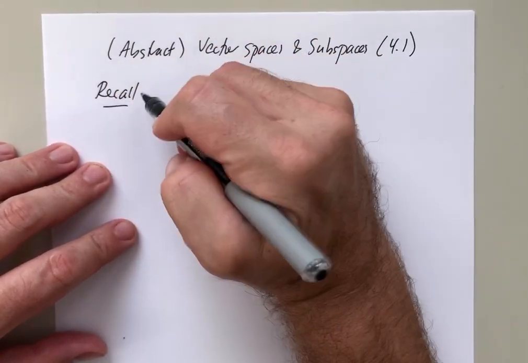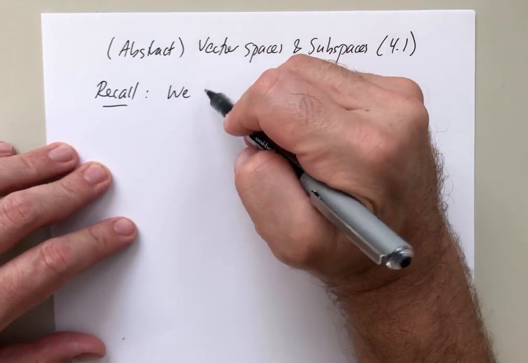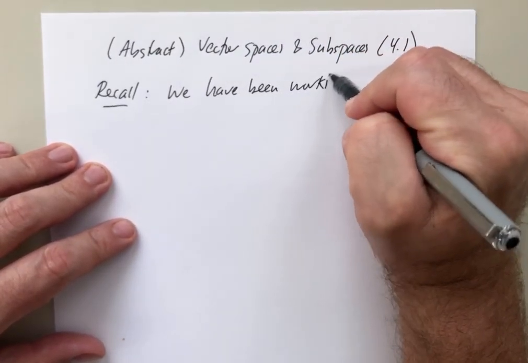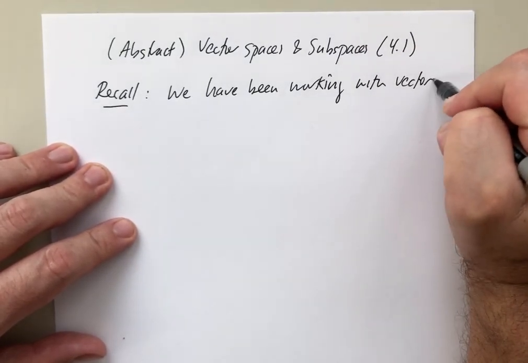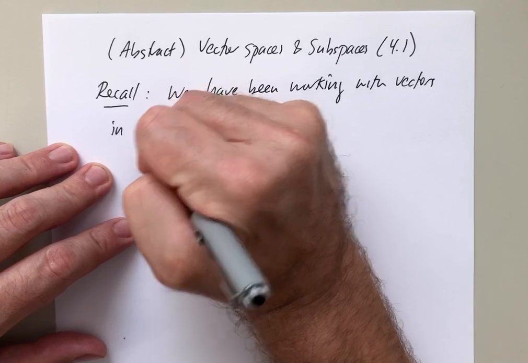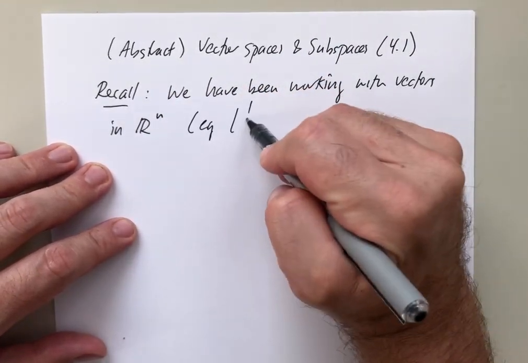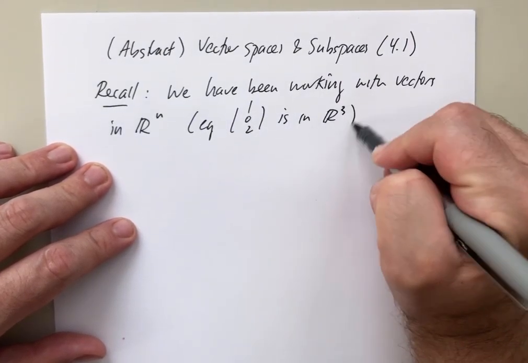So this is going to be inspired by things we have studied. So what have we kind of worked with so far? We have been working with what we called vectors, right, in Rn. So we were calling this Rn. So this, for instance, if I had 1, 0, 2, this is a vector in R3, right?